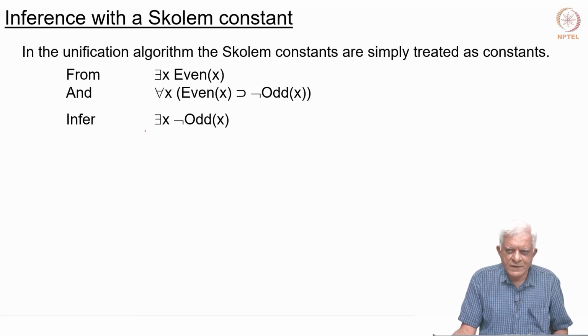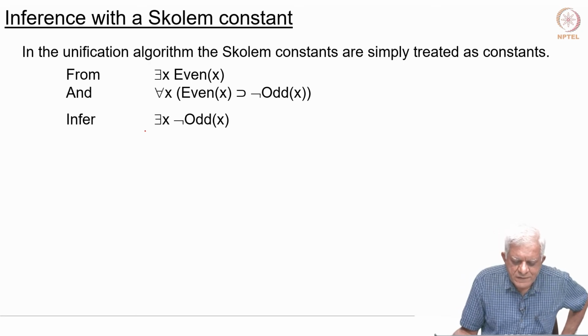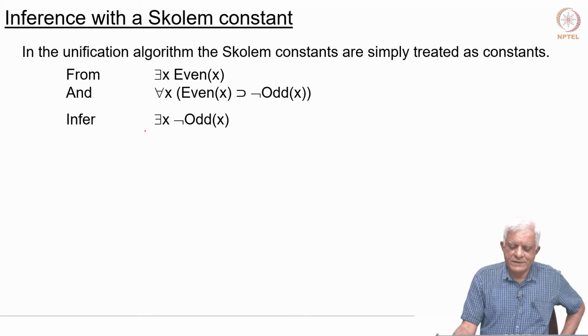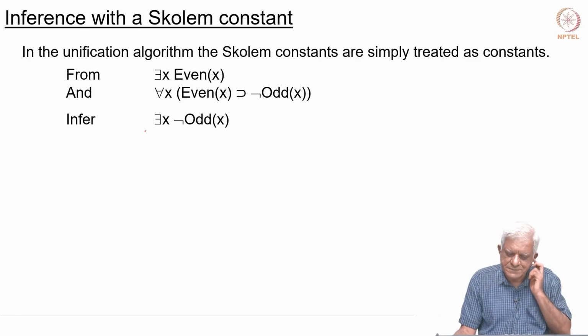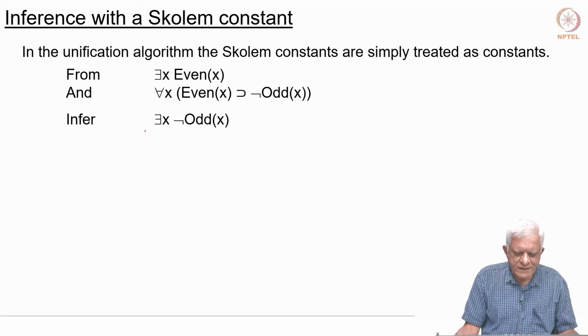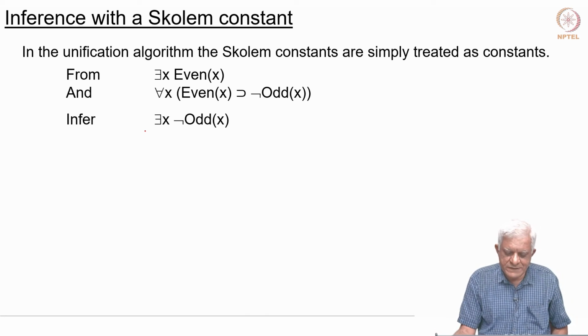So, very quickly, supposing we have Skolem constants in our knowledge base, because we have existential statements, can we use them in proofs? So, here is an example. The first sentence is there exists an x such that x is even. The second sentence is for all x, if x is even, then x is not odd, and you want to infer that there exists a number which is not odd.